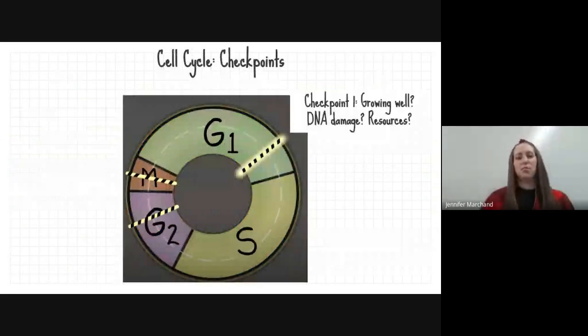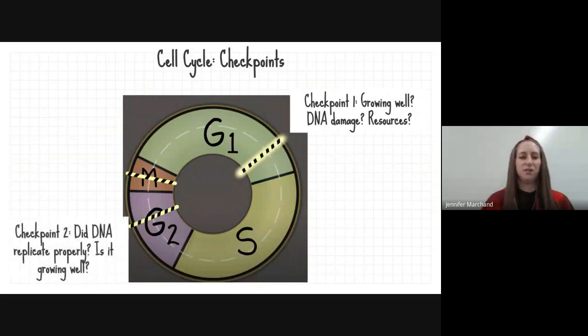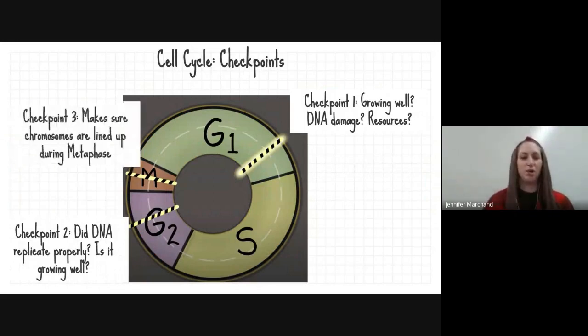Here in G1, on this little line right here, with that checkpoint, that's where we're checking to see if they're growing well, if they're damaged, and if they have the right resources. At checkpoint 2, we're making sure that the DNA replicated properly, and again, that the cell is growing well. And at 3, we're making sure that all the chromosomes are lined up during the stage of metaphase.